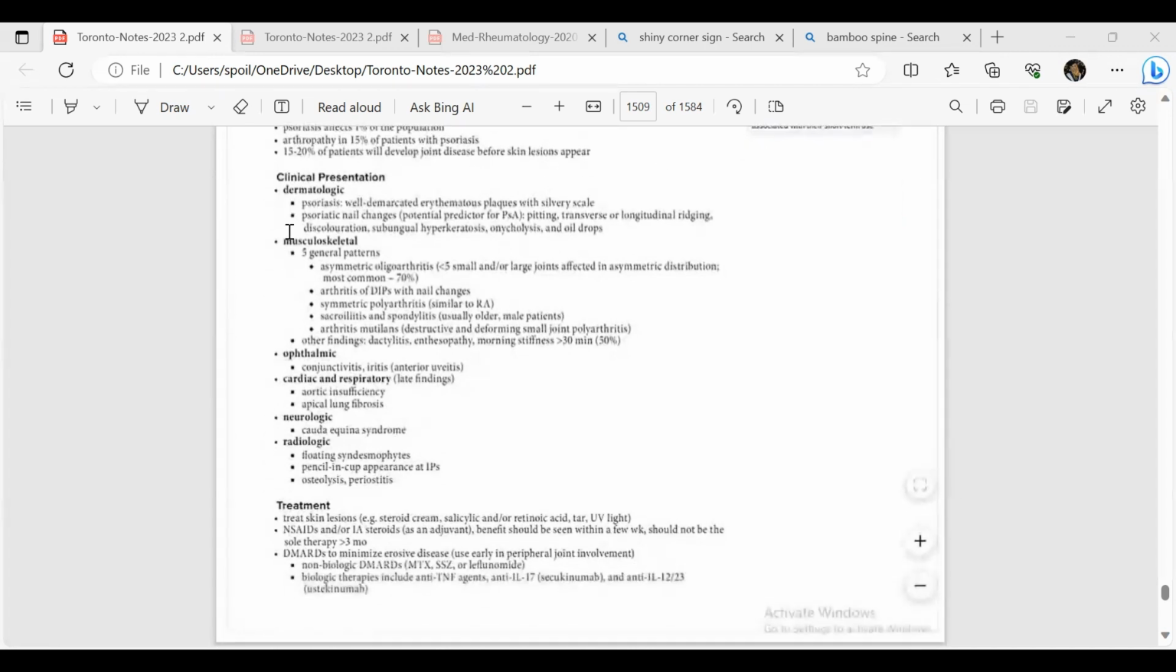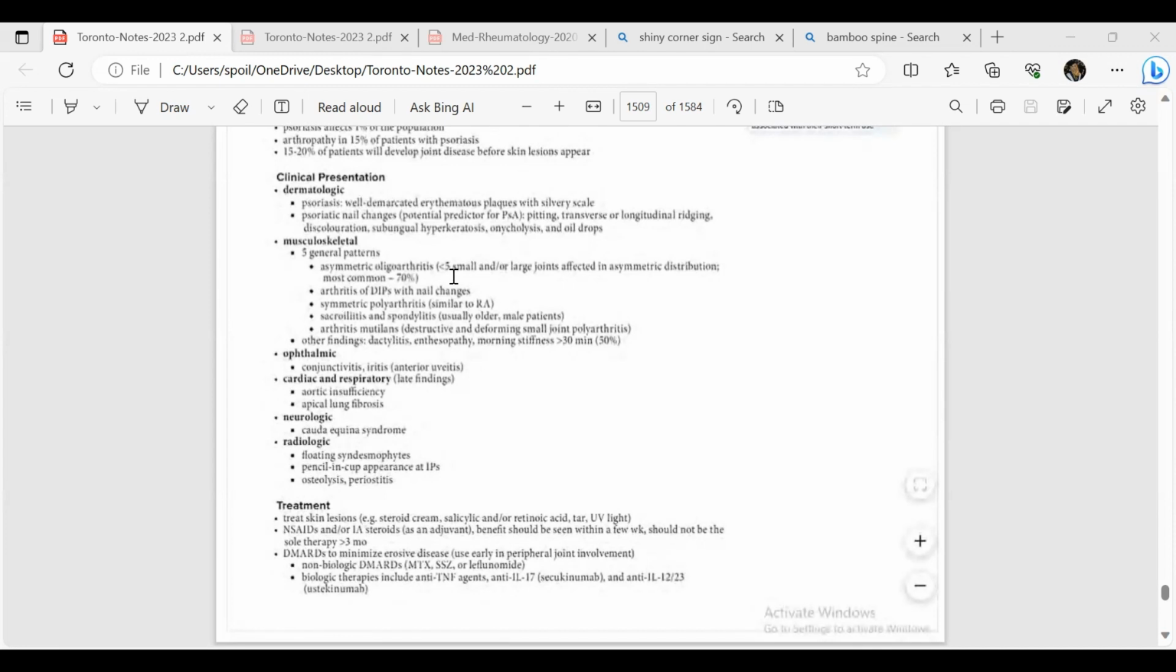Now the clinical presentation. Psoriasis is a well-demarcated erythematous plaque with silvery scale. Psoriatic nail changes include longitudinal ridges, discoloration, oil drops, and onycholysis. Musculoskeletal involvement has 5 general patterns, the first being asymmetric.